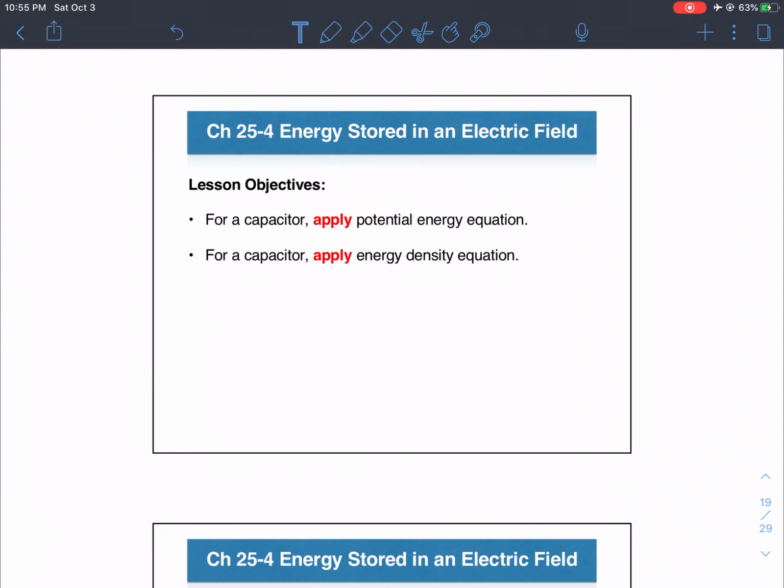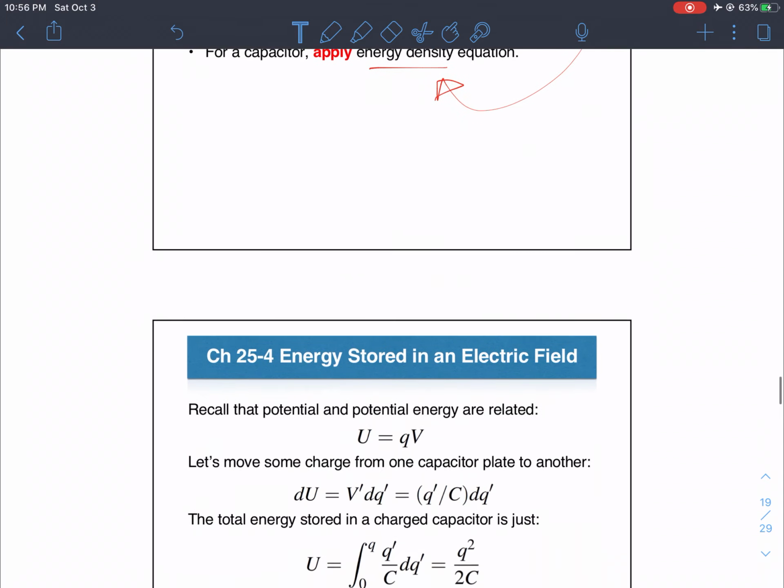Now we're going to start chapter 25, section 4, energy stored in an electric field. First of all, for a capacitor, we will apply the potential energy equation and also the energy density equation. This is another density, but it is energy density, and the reason we do that is because we're saying energy is stored in the electric field, and you're going to see the relation between the electric field and the energy density once we get that equation.